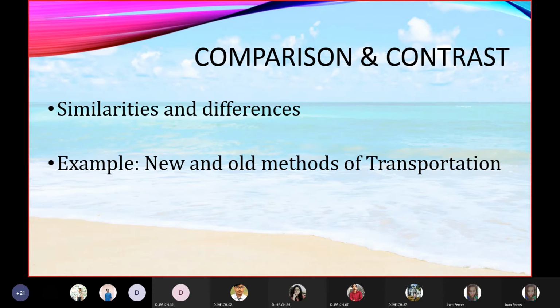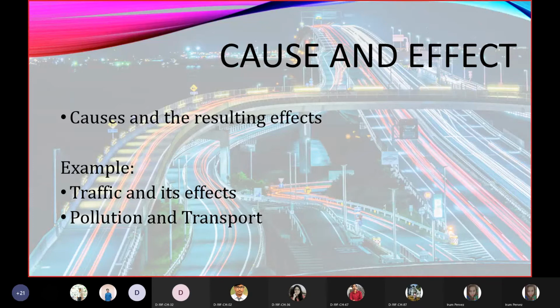All right, so I hope that it's clear to everyone. Let's move ahead. Then we have cause and effect, causes and the resulting effect. When we say cause and effect, we are just interested in what are the causes of certain things and what are the effects of those things. We have the example over here: traffic and its effects, pollution and transport.